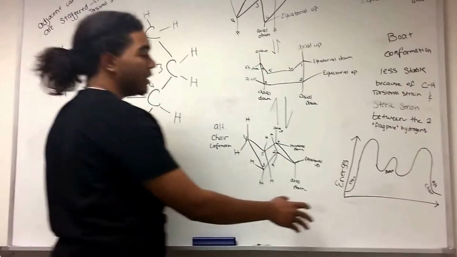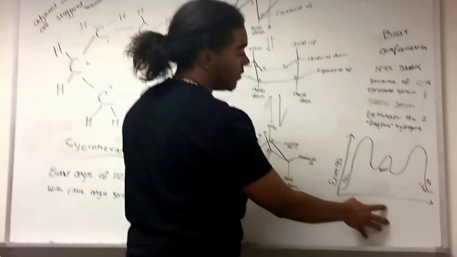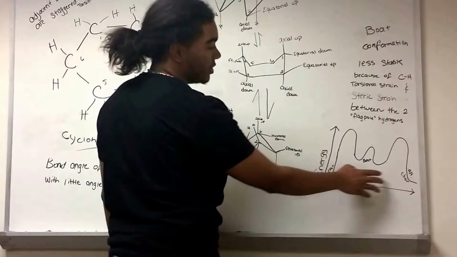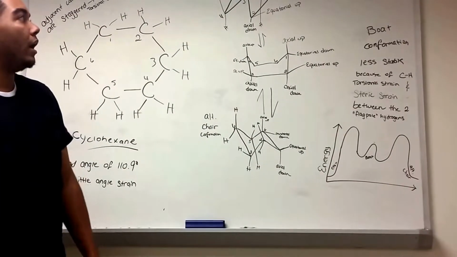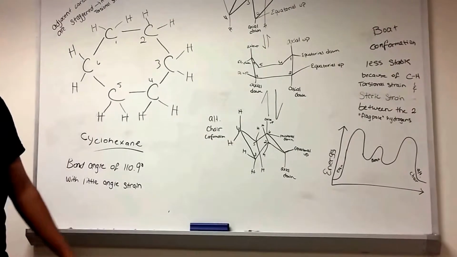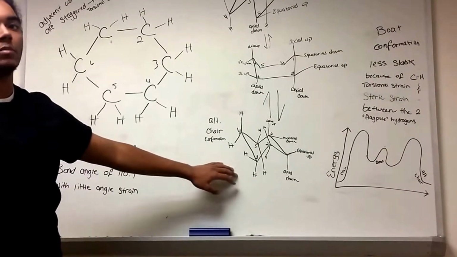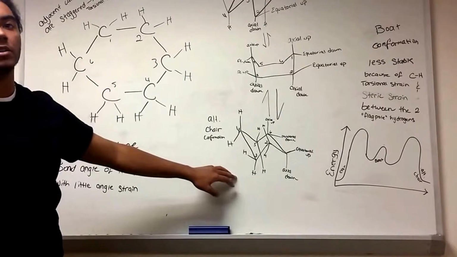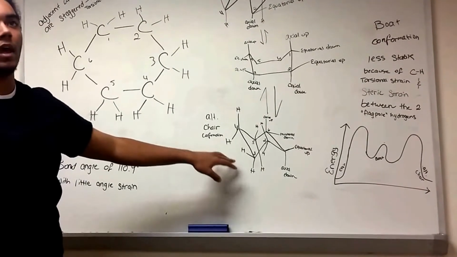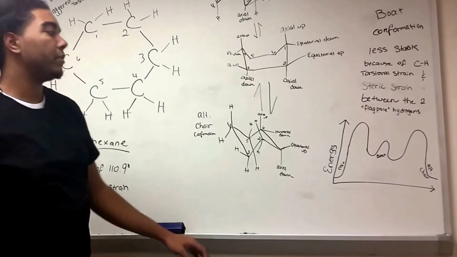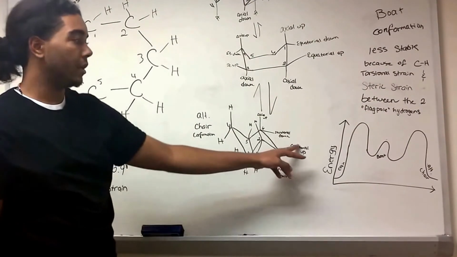And this is an energy diagram showing that the chair conformation is at a lower energy state, meaning that it's more stable. When you have larger substituents, they prefer to be in the equatorial position because equatorial is generally more stable than axial. The larger the substituents, the more they prefer to be in an equatorial position due to stability.